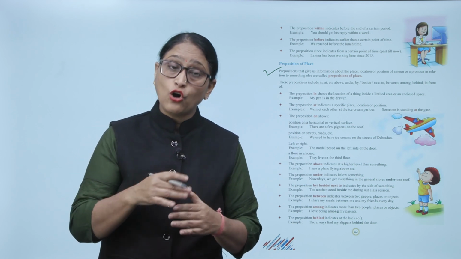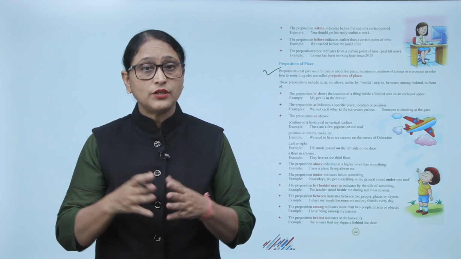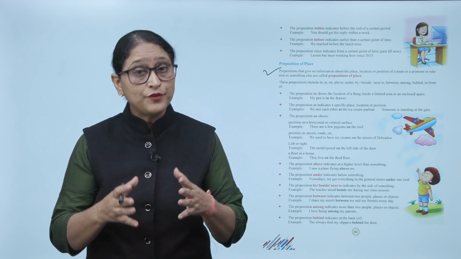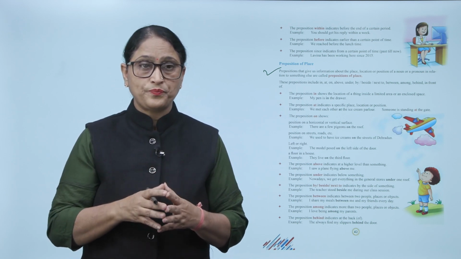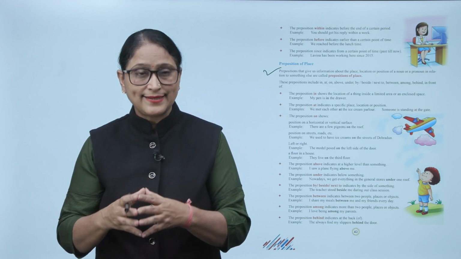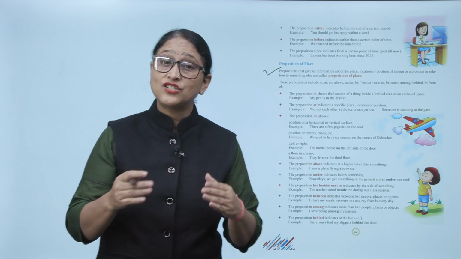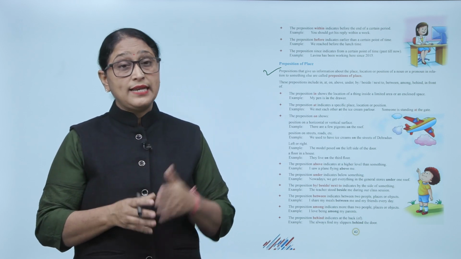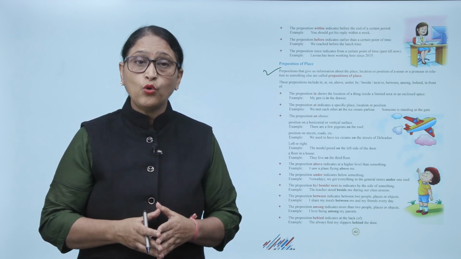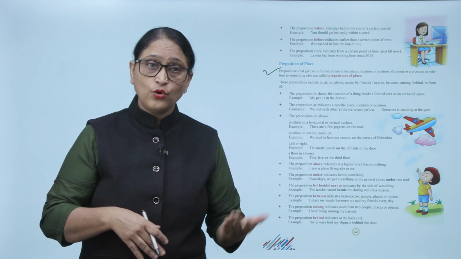The preposition on shows position on a horizontal or vertical surface. Example, there are a few pigeons on the roof. Position on streets, roads, etc. Example, we used to have ice cream on the street of Dehradun. Left or right. Example, the model posed on the left side of the door. A floor in a house.